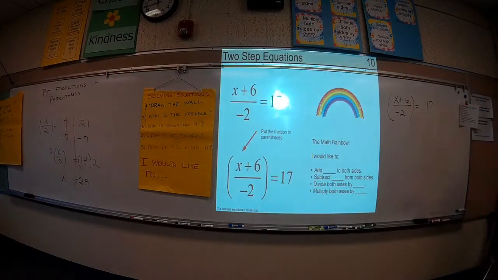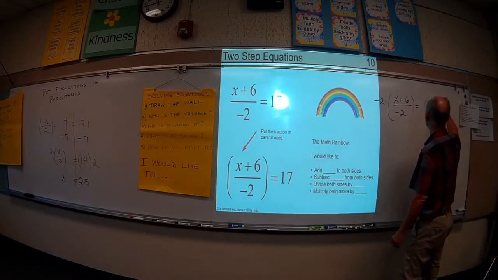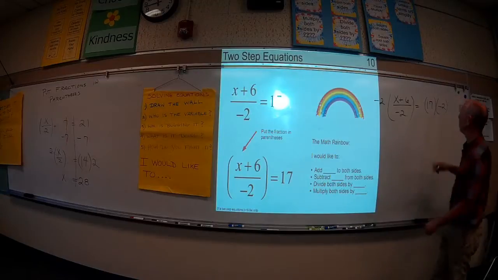So I got to take out the negative 2. Lizette, what is the negative 2 currently trying to do? How do I fight division? Multiply. Okay. Chris, rainbow poster it. Okay, multiplying both sides by negative 2. Adding parentheses right here to show the multiplication.